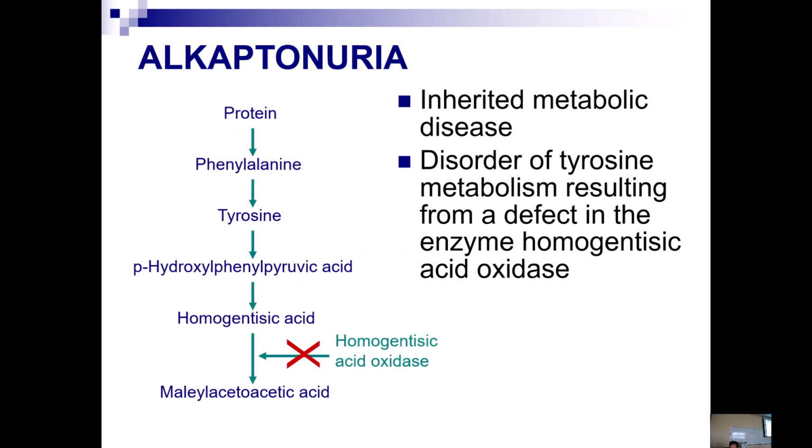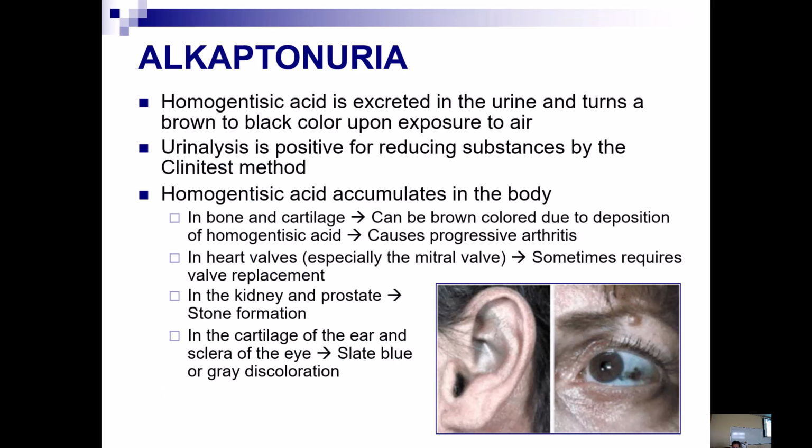Alkaptonuria is another inherited metabolic disorder where they lack the enzyme to break down homogentisic acid. Homogentisic acid gets excreted in the urine, and the urine turns brown or black upon exposure to air. Urinalysis is positive for reducing substances. The normal dipsticks will show nothing, but if they do a Clinitest, it will be positive.